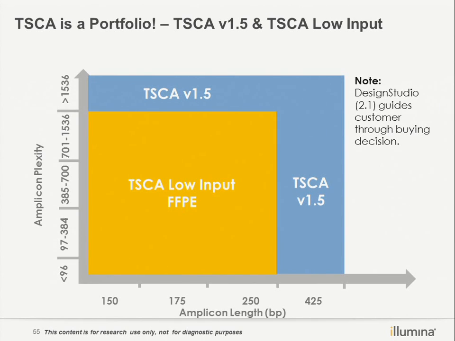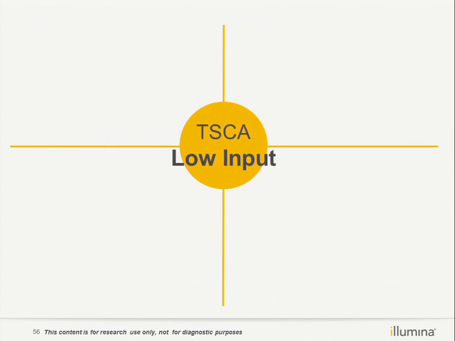So you can see from this scheme that the TSCA version 1.5 seems more flexible in terms of the amplicon length. It supports 425 base pair and even larger amplicon multiplexity. But this low input requires lower input. For example, just 10 nanogram FFPE sample is enough. It's compatible with FFPE. So 2 different choices.